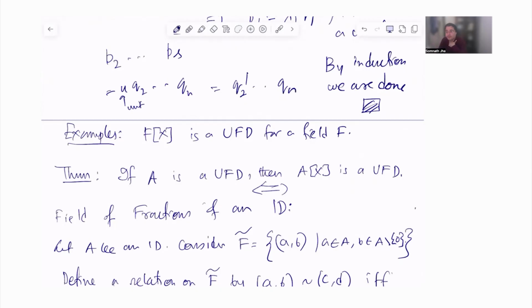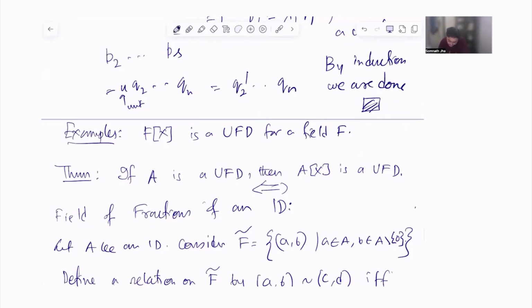So I'll not give the proof, but I'll say what is the key result in this. But before that, I need to explain some construction. I need to recall the construction of the field of fraction of an integral domain. Okay, so let A be an integral domain.